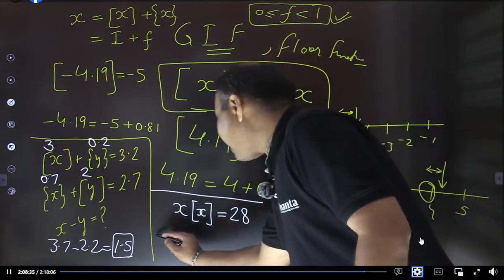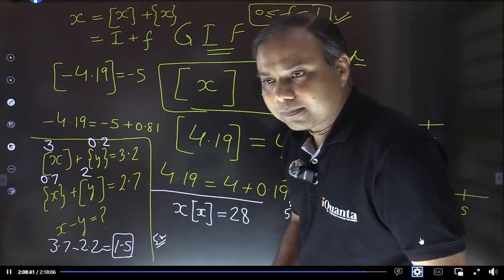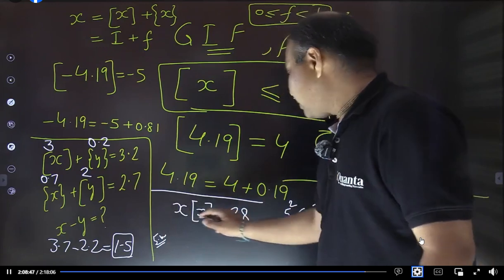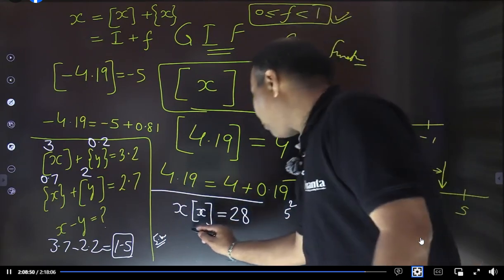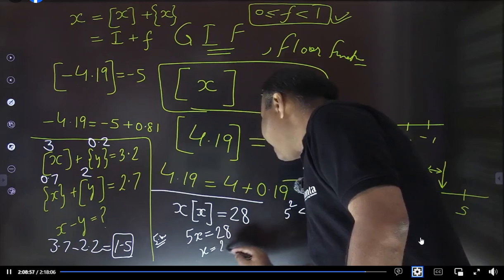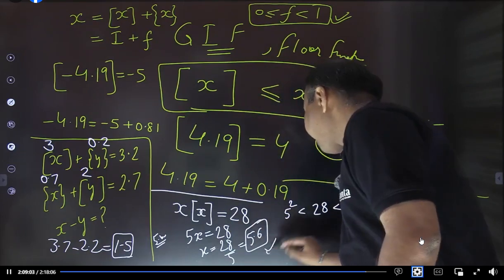So if x is 5 point something, then what will be the integral value of x? The integral value of x would be 5, right? So 5x should come out to be 28, which means x should be equal to 28 by 5, which is 5.6. So that is the right answer.